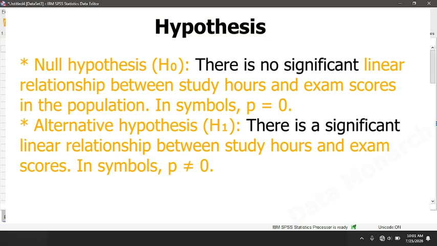The null hypothesis states that there is no significant linear relationship between study hours and exam scores in the population. In symbols, the correlation coefficient equals 0. The alternative hypothesis states that there is a significant linear relationship between study hours and exam scores. And in symbols, this means that the correlation coefficient is not equal to 0.